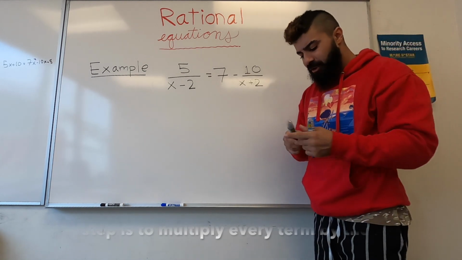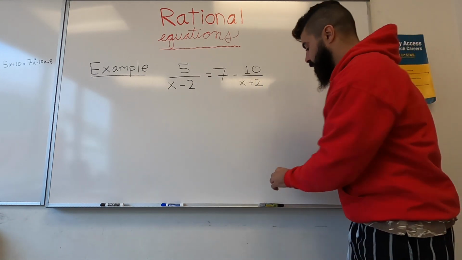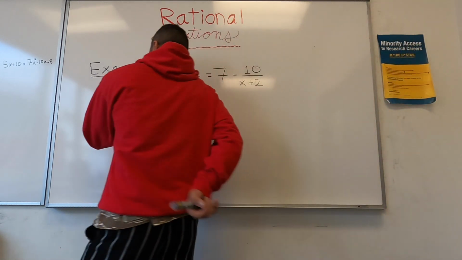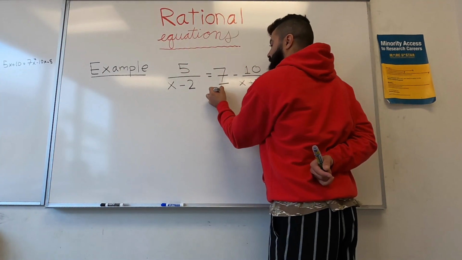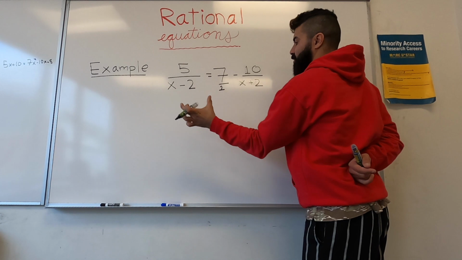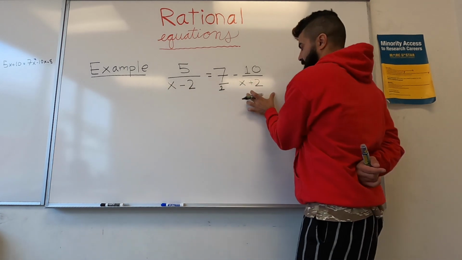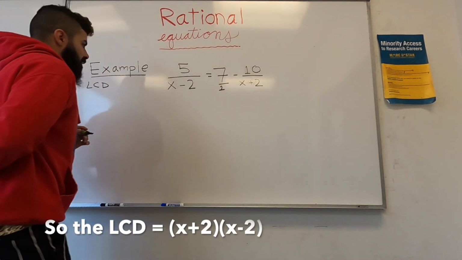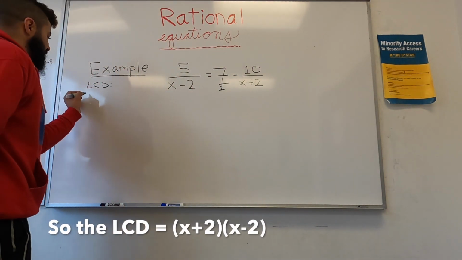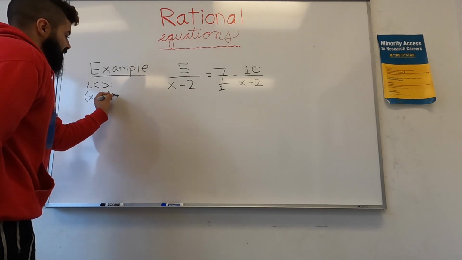Step 1, the first thing that you want to do is determine what your LCD is. Okay, let's write that down. The LCD is going to be, well, the 7 is technically over 1, right? So the LCD of x minus 2, 1, and x plus 2 is just x minus 2 times x plus 2. Okay, so the LCD is (x minus 2)(x plus 2).